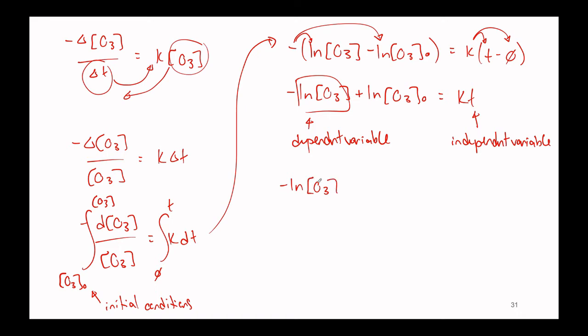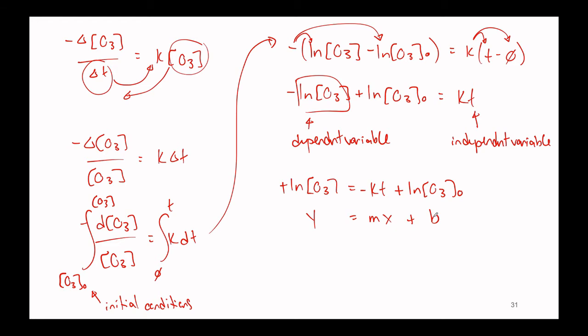Negative natural log of the concentration of O3 is going to be equal to kt minus the natural log of our initial concentration. And of course, if we're trying to rearrange and solve for O3, we're going to take the negative sign and move it to the right-hand side of the equation, giving us the natural log of O3 is equal to negative kt plus the natural log of O3 initial. Now we're going to leave the equation in this form because we can see a y is equal to mx plus b.